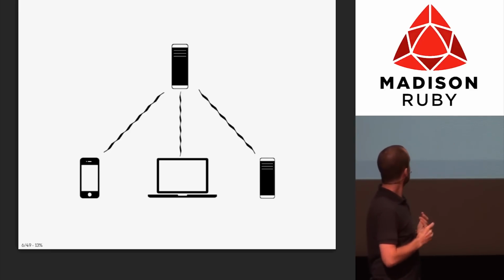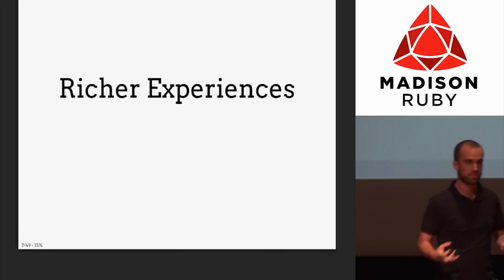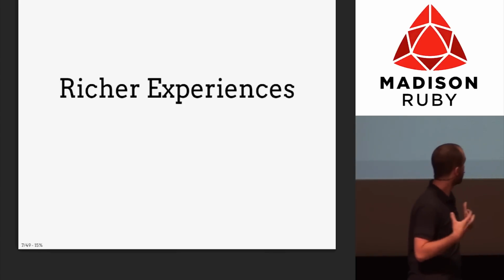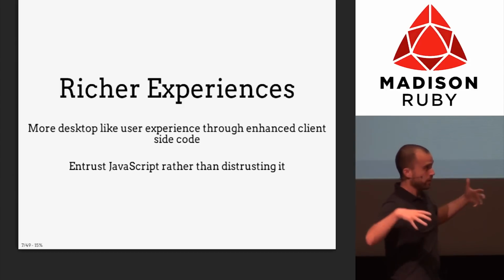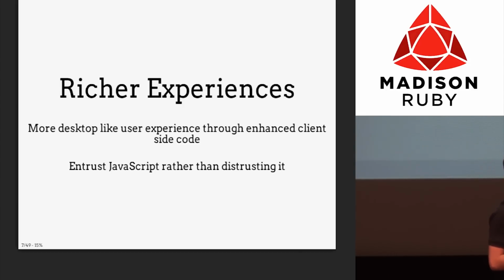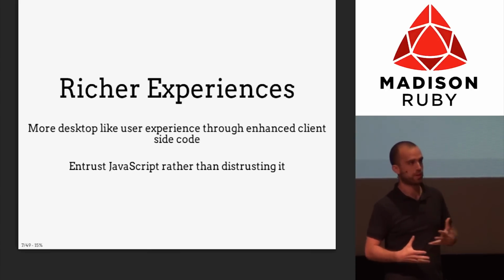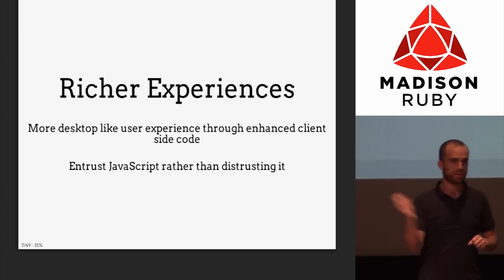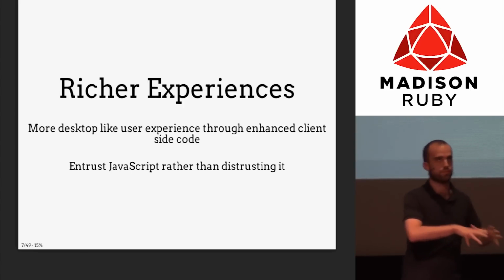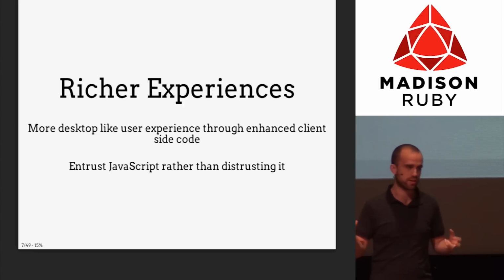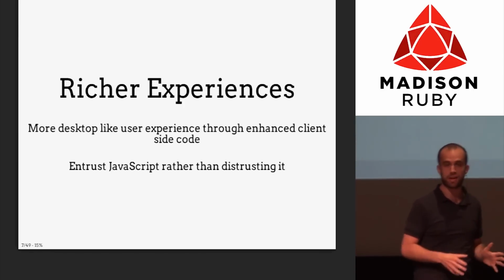So, richer experiences. We want to deliver awesome experiences to our users, and JavaScript is kind of the state-of-the-art best way to do that right now. We want more desktop-like user experiences, and we really want to entrust JavaScript rather than distrusting it. When we write a normal web application, we render a whole view, send it down to the client, and then maybe you have the rendered HTML DOM, but then you reconstruct it and manipulate it with JavaScript. What if we really delegate a lot of that responsibility to the client and to JavaScript?